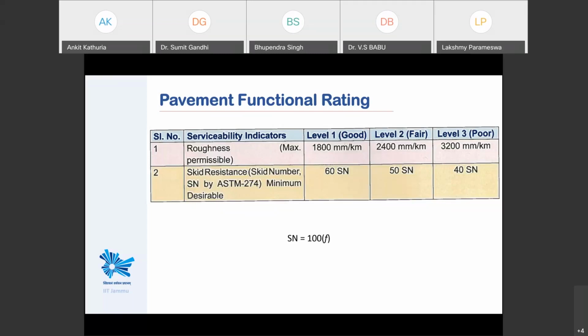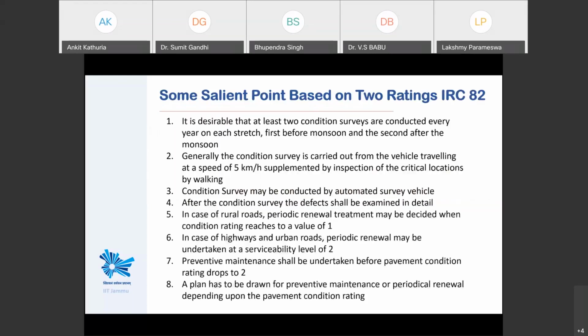So the SN, the skid number, as I was mentioning, can be estimated as 100 into F. The F value is the value that we are getting from the previous equipment that was explained in the last slide. Let's see further. Till now, we have seen the rating based on two criteria. The first one was the condition rating, and the second one was the functional rating or the serviceability rating.